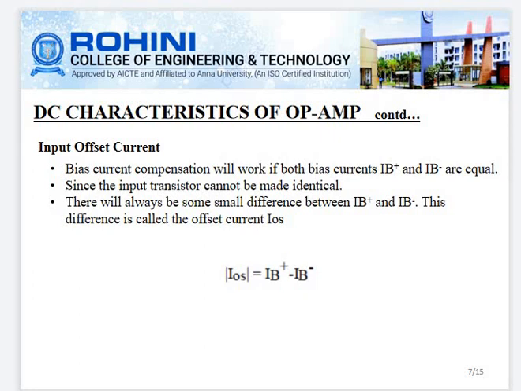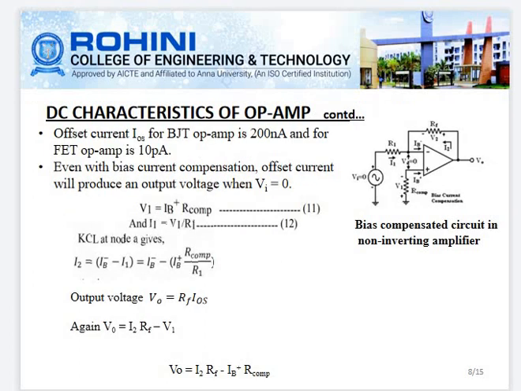Input offset current. The bias current compensation will work if both bias currents IB plus and IB minus are equal. Since the input transistors cannot be made identical, there will always be some small difference between IB plus and IB minus. This difference is called offset current IOS. IOS is equal to IB plus minus IB minus. Offset current IOS for BJT op-amp is 20 nanoamps, for FET op-amp is 10 picoamps.